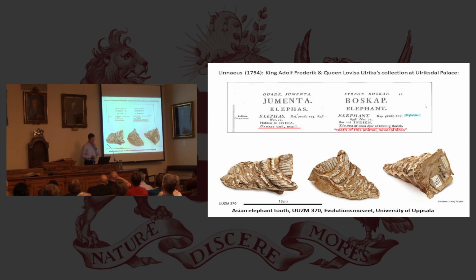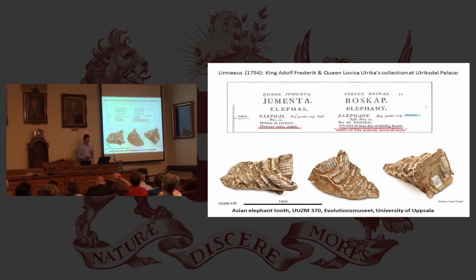There you've got a short extract from his report on the King and Queen's collection that Tom mentioned, of 1754, where under the name Elephas indicus, which was the name he originally gave, he changed it in 1758 of the 10th edition to Elephas maximus, so that's the name we now use. But included in that, he said that he'd seen teeth of this animal of several sizes.